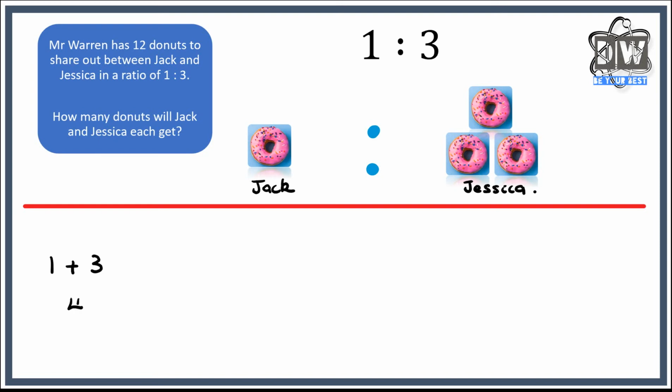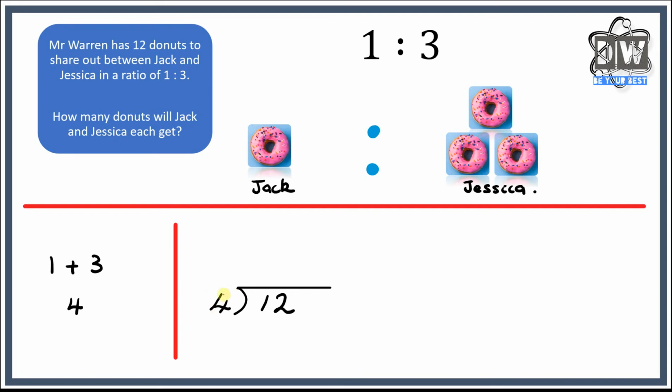Once we've worked that out, we take the total that we're going to share, which is 12, and we divide 12 by 4. That's going to give us our 1 part value, so it's going to give us what 1 is worth. It's really important that you're doing this along with me. So if you haven't already, pause the video, work out what 12 divided by 4 is. Hopefully you can do that really quickly. Come back and see if you've got it right.